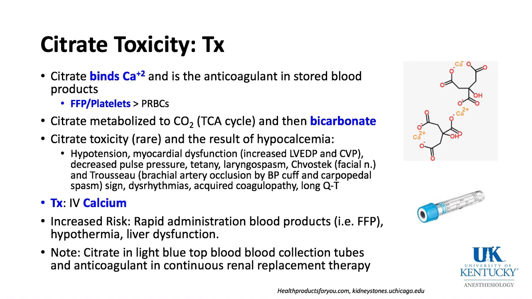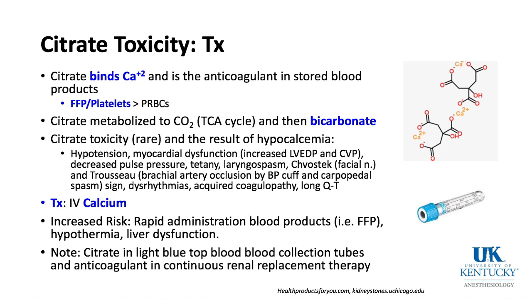So lots of citrate administered to someone through blood products, potentially their liver could convert it to bicarbonate and alkalinize a patient. Citrate toxicity is really quite rare, and you have to be given blood products very rapidly, large amounts of FFP, large amounts of packed red blood cells, and the toxicity is the result of hypocalcemia. If you're hypocalcemic, you can vasodilate and be hypotensive. Your heart doesn't work as well. Your pressures inside your heart go up because it's not contracting as well. Your CVP and end diastolic pressures rise, your pulse pressure narrows. You can get tetany of muscles and even laryngospasm.